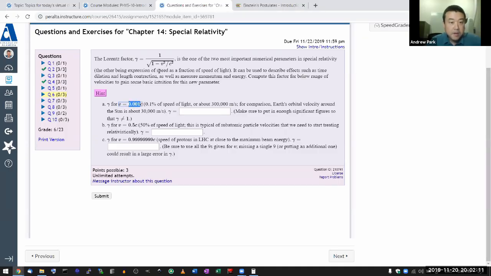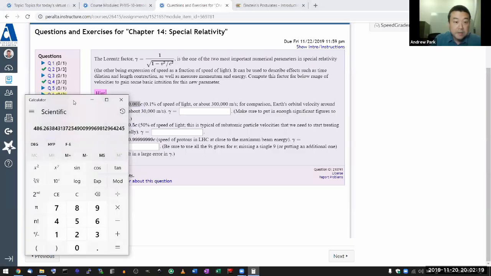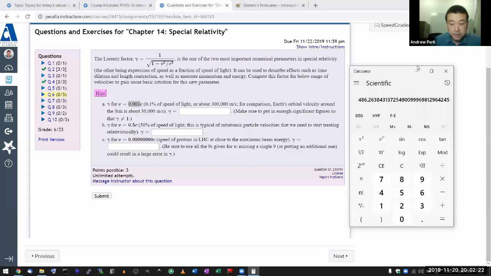So this number here is basically V over C. So let me start out with that. I'm going to start with just taking the square of that V over C. 0.001 squared. That's V over C squared. Good. All right. So that number there, put it into memory. I think that's how memory works. You know what? I actually don't know. Let's see. 1 minus memory recall. Okay, good.